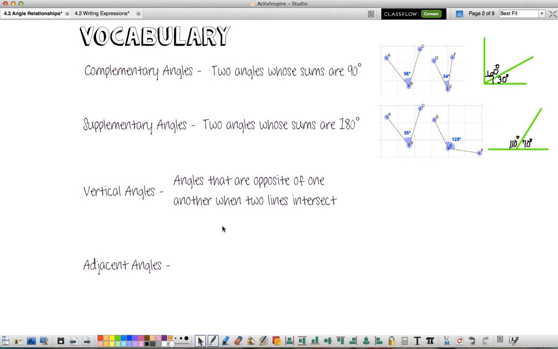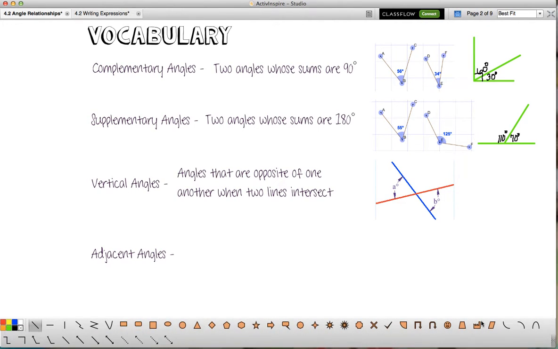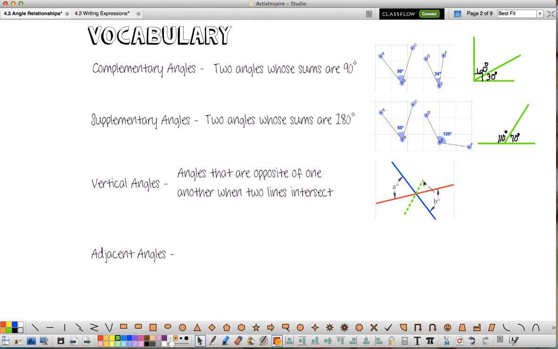Vertical angles. Vertical angles are angles that are opposite of one another when two lines intersect. So here I have two lines that are intersecting. So angle B and angle A are vertical angles. Kind of imagine that you're folding the angle in half. Let me get my dotted line here to show you what I'm talking about. Harder than it looks. Here we go. Right, so let's say that we fold this angle in half right about here. So when you fold it in half, these two angles would match up.